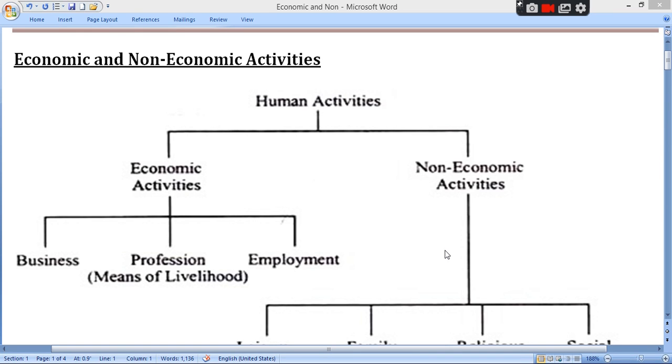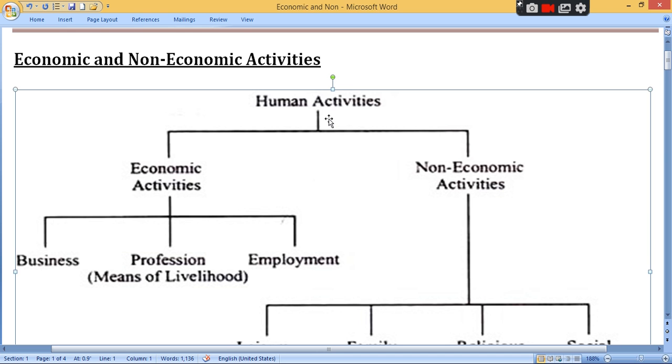In microeconomics, we have started unit number 1, in which we have completed the definitions of wealth, welfare and scarcity, and the nature and scope of economics. Today we are going to start our last question, that is economic and non-economic activity. What do you mean by economic and non-economic activity? Economic activity means the main objective is earning maximum profit, and non-economic activity means the main objective is social welfare, human welfare activity.